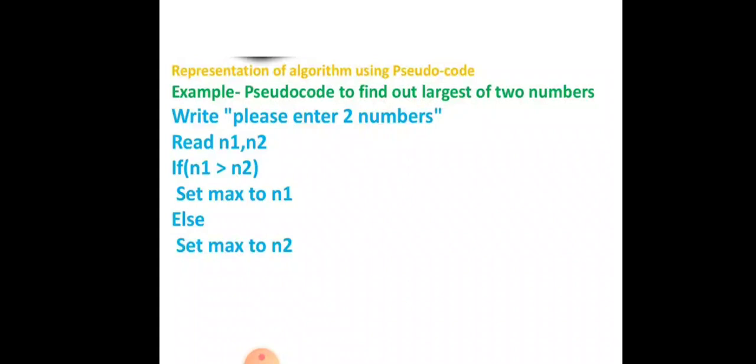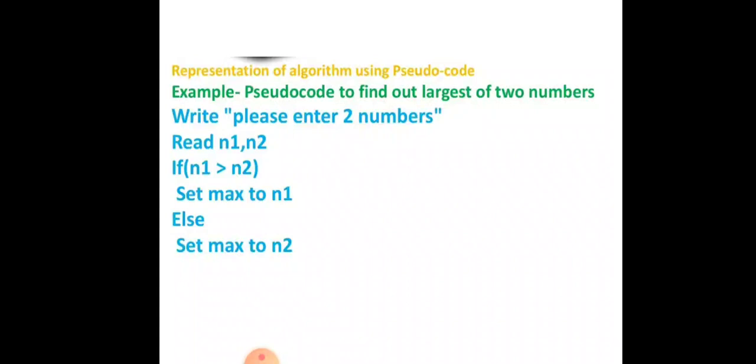उसके बाद हमने read किया keyboard से two numbers को. Suppose n1 and n2 are two numbers. Read, we can write input also, means we are taking input from the user. हमने n1 और n2 की वैल्यू यूज़र से इनपुट कराई. उसके बाद हमने चेक किया n1 n2 से बड़ा है या छोटा है by using an if else statement.